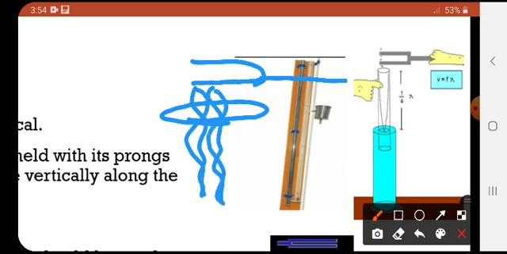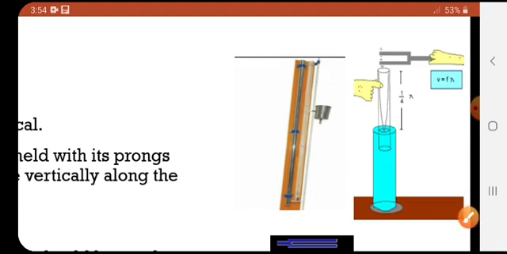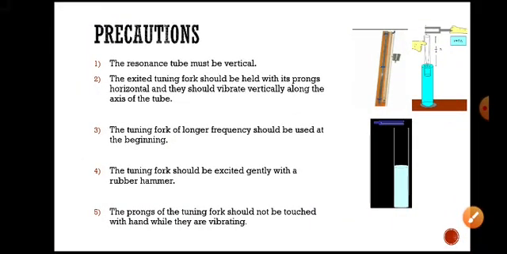Otherwise, the vibrations do not go vertically. They are incident on the sides of the pipe. That leads to us not getting any louder resonating sound.